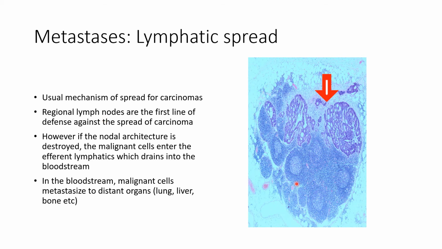So you can see that this is a normal-looking lymph node, with the lymphoid tissue and the germinal centers, and you can see this is a different type of tissue that is not commonly seen in lymph nodes. This is foreign tissue in the lymph node, and this is the metastasis.